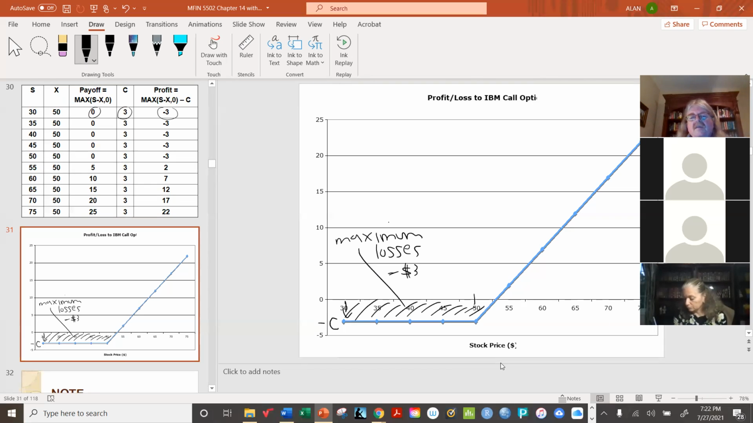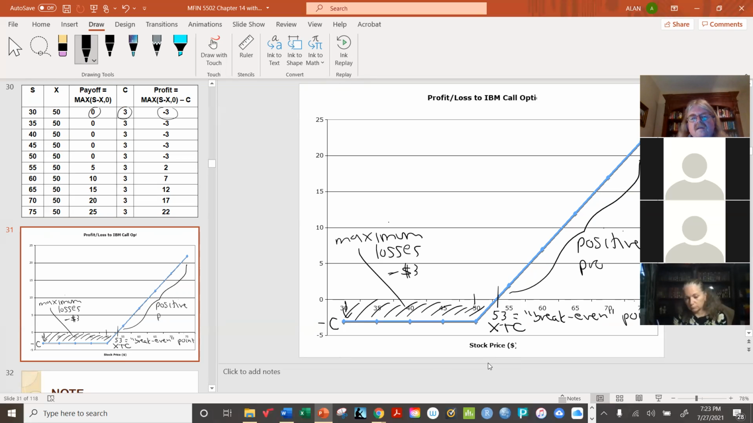Now, this time we have a new concept to look at. $53 is the break-even point, which is equal to X plus C. But after that, we have positive profit, but it's $3 less than the payoff. So the shape is exactly the same. It's just shifted down to reflect the cost of the call option.